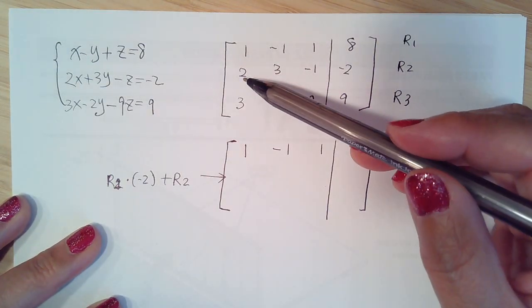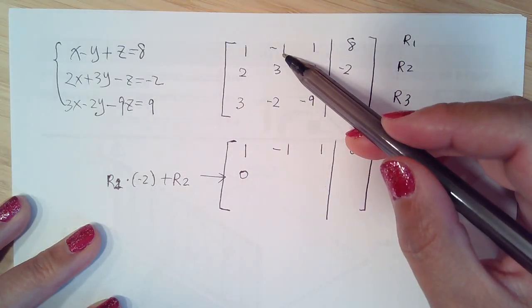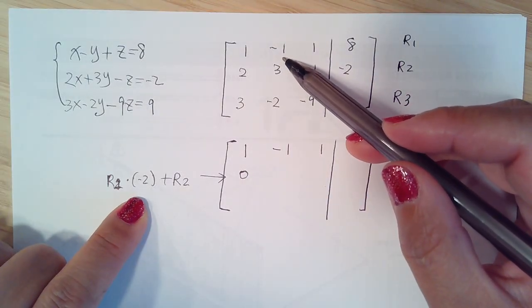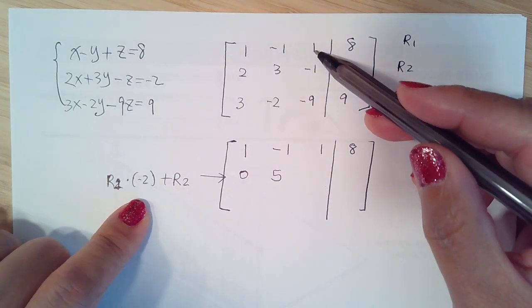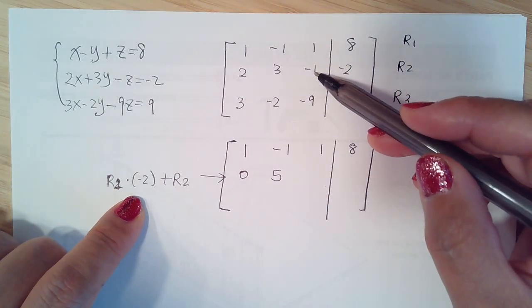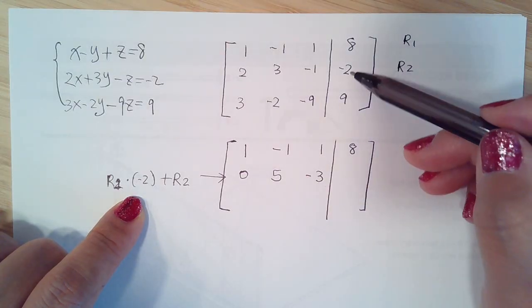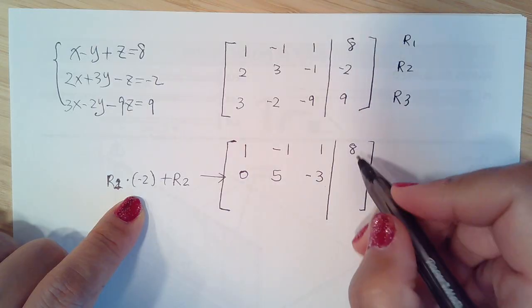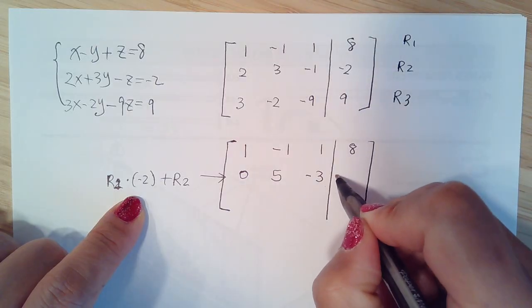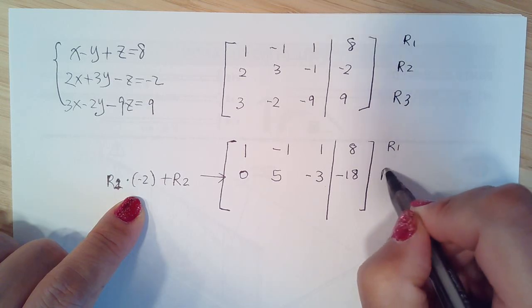1 times -2 plus 2, I get a 0. And then -1 times -2, which is +2, plus 3, so I get a 5. Okay. And 1 times -2, which is -2, and plus -1, I get a -3. 8 times -2, which is -16. -16 plus -2, I get a -18. Okay, so that's my new R2.